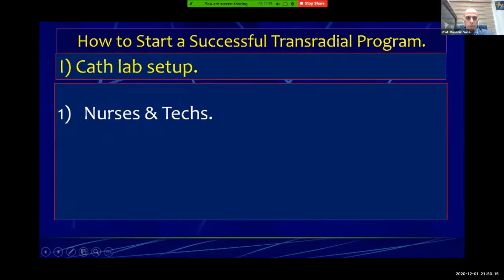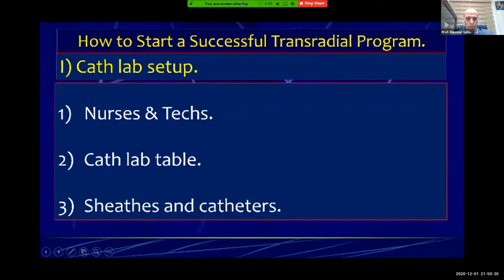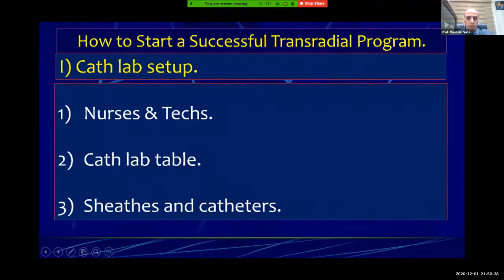So do you expect your nurses and techs to be familiar with all these procedures? The answer, definitely not. So I think we have to teach them how to prepare the patients, how to prepare the paper, and the table. The cath lab table is a little bit different from the usual one for the radial approach. So how to do it and how to prepare, we'll check right now. Also, you have to keep in mind the cath lab is a little bit different for radial procedures, with dedicated catheters and sheaths as well. I think it requires a separate session to understand how to prepare your cath lab.